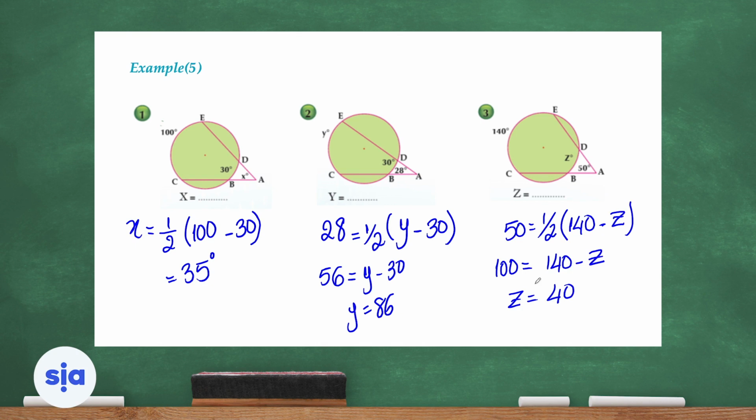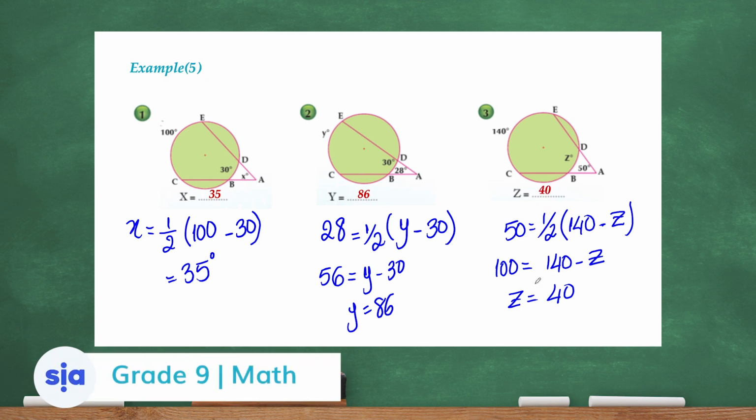So to summarize this again, question 1, x equals 35, question 2, y equals 86, and question 3, z equals 40.